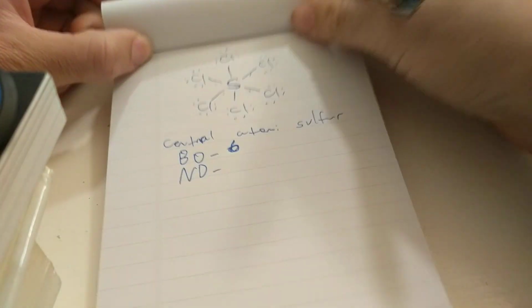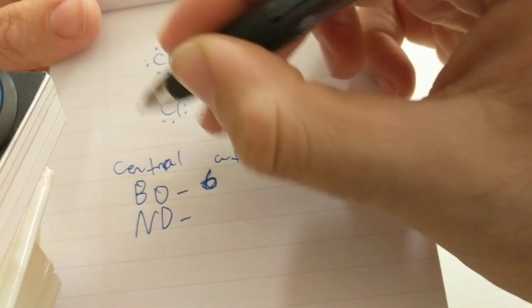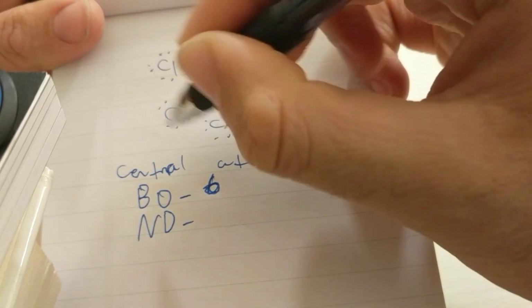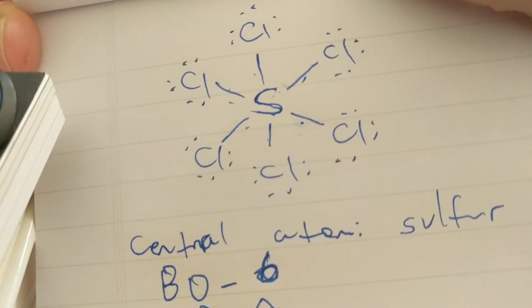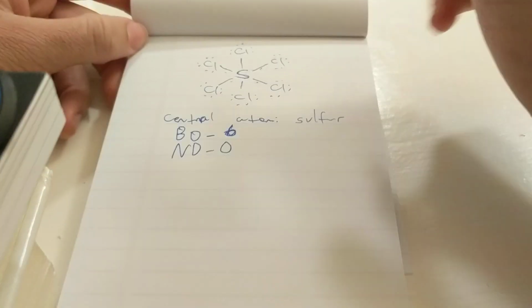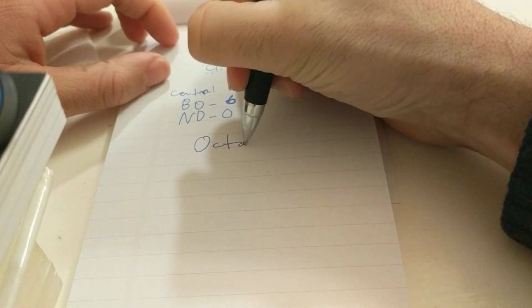Non-bonding domains. Do I see any lone pairs on sulfur? I only care about sulfur. I don't care about all these other little side friends. I only care about sulfur. It's 0. Sulfur doesn't have any lone pairs. So you look at your chart, you look up 6 and 0. What do you get? Octahedral.